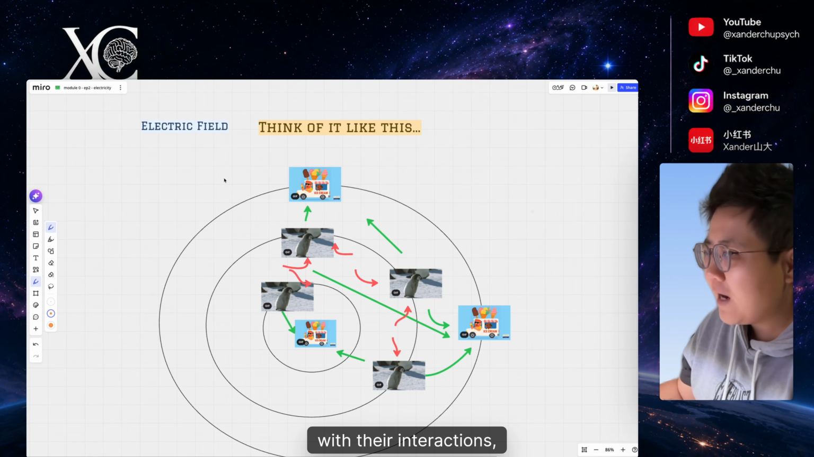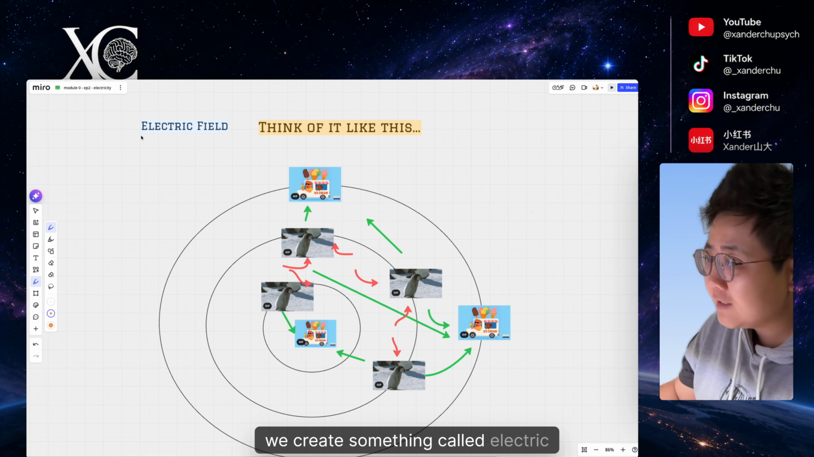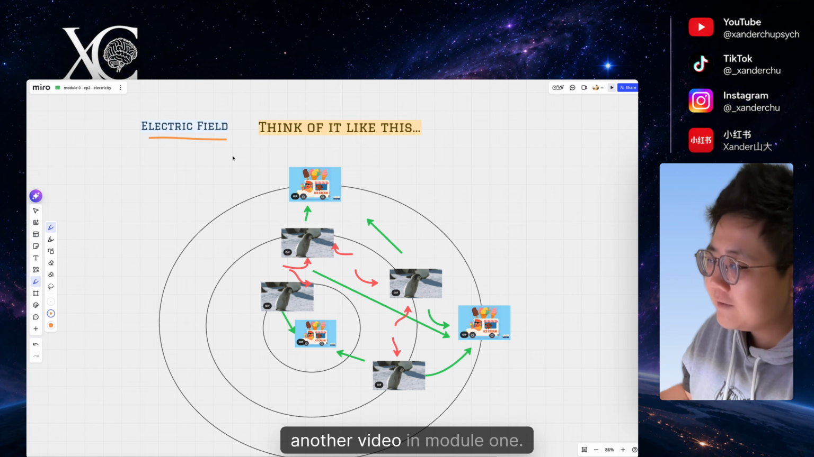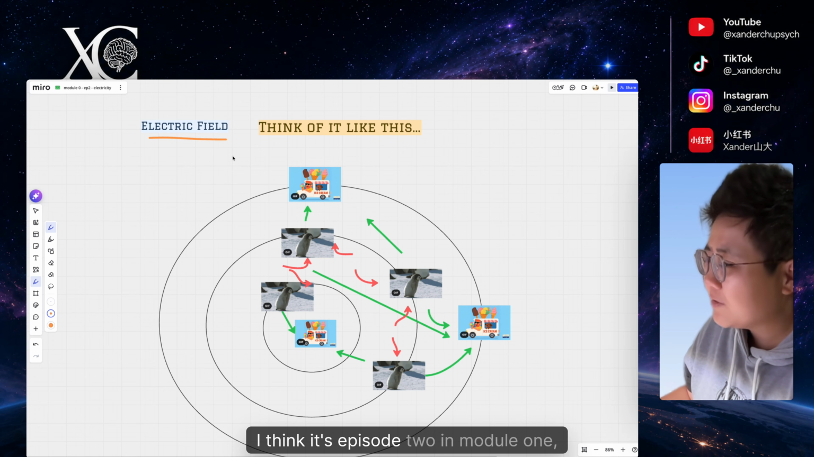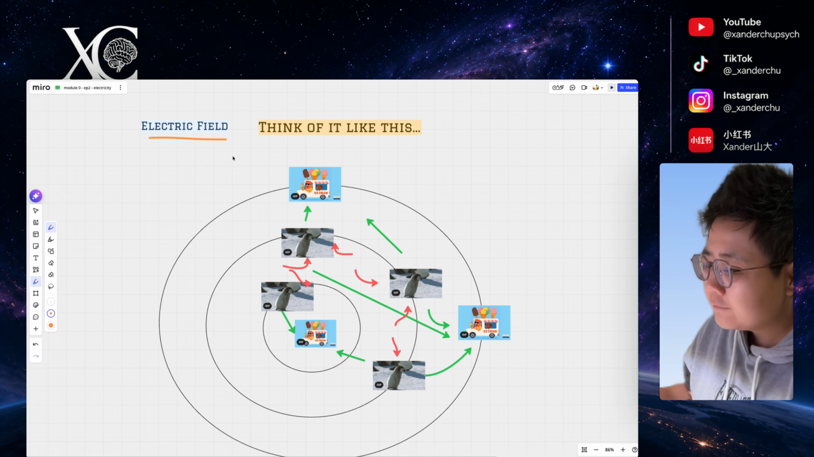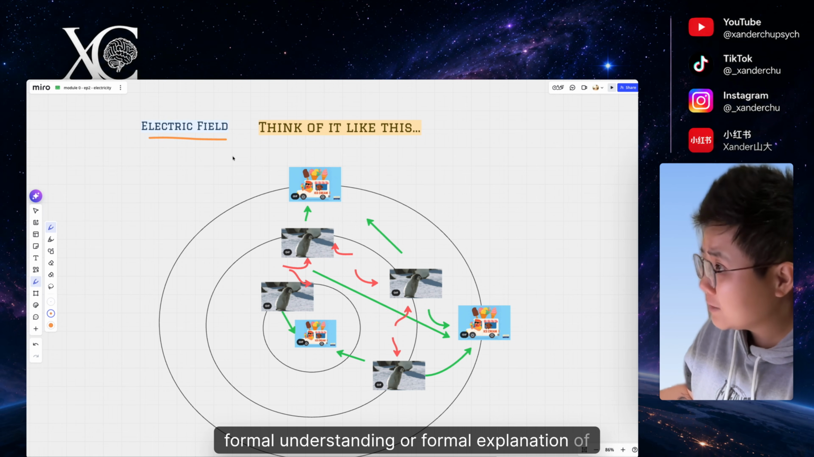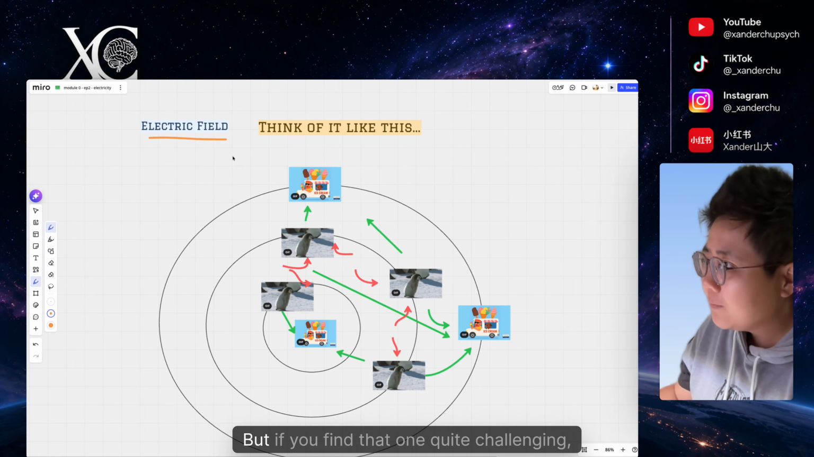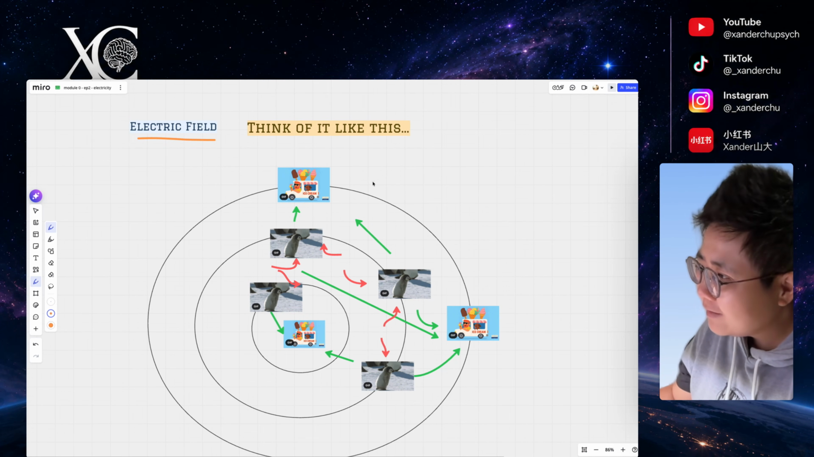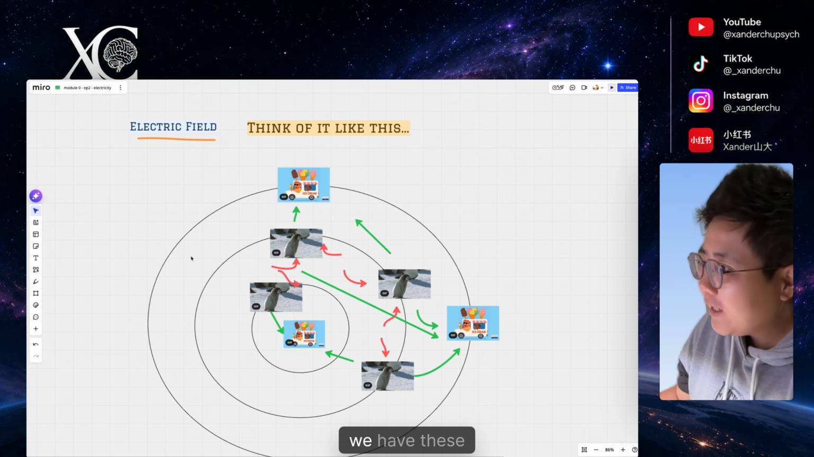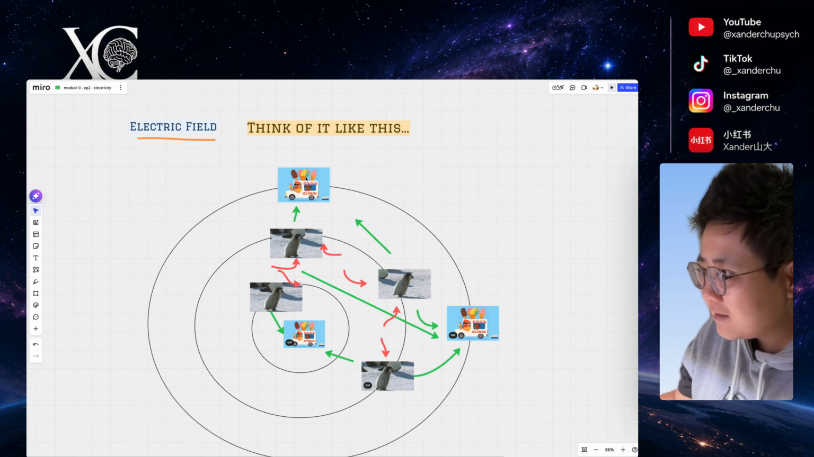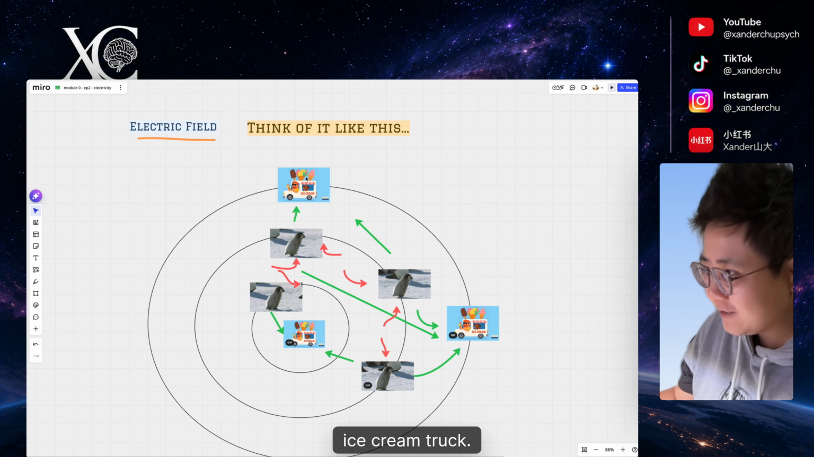Now, with their interactions, we create something called the electric field. We have another video in module 1, I think it's episode 2 in module 1, where we have a more formal explanation of the electric field. But if you find that one quite challenging, maybe we can think of it like this. Say we have these cute penguins and this ice cream truck.